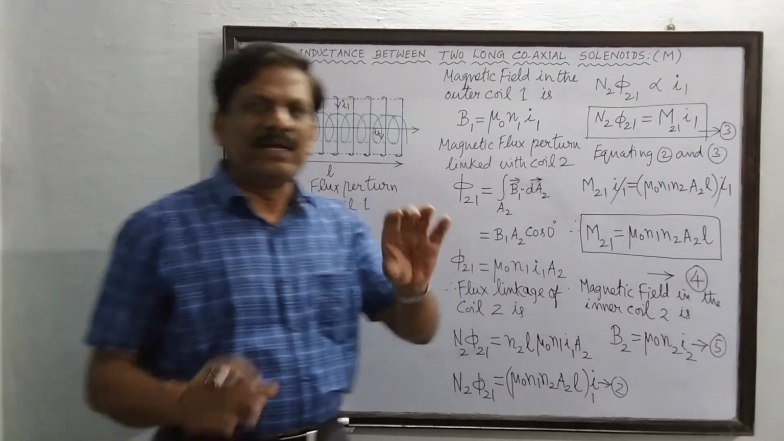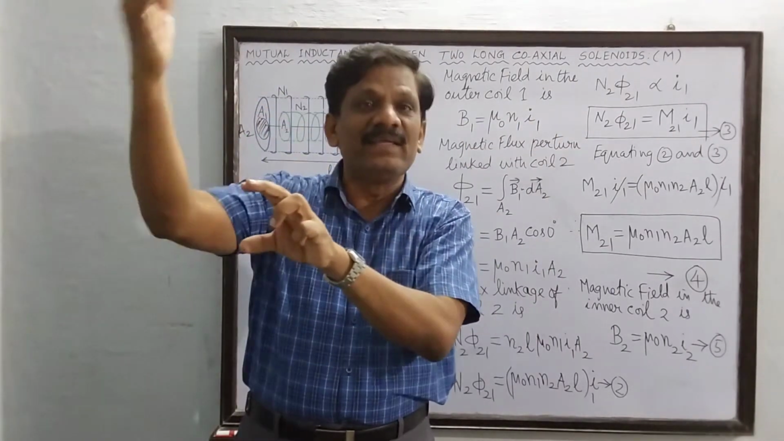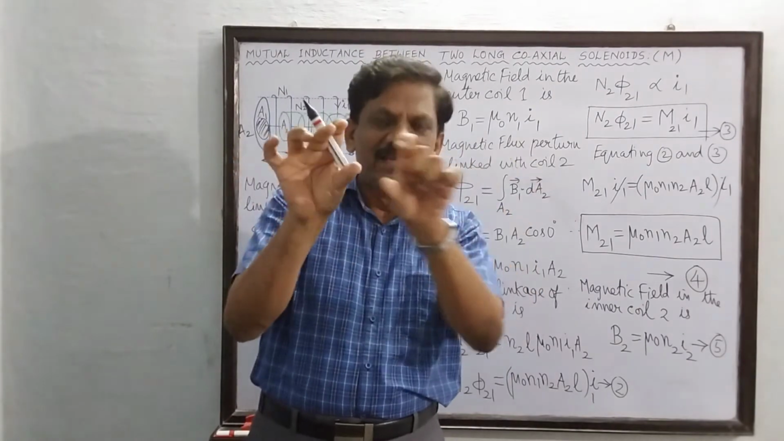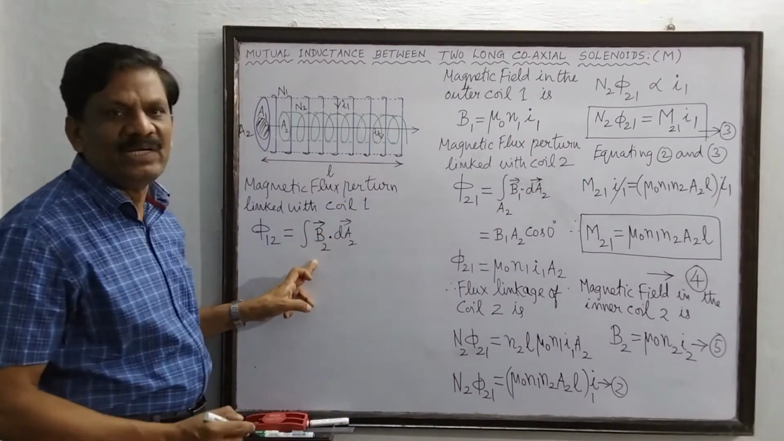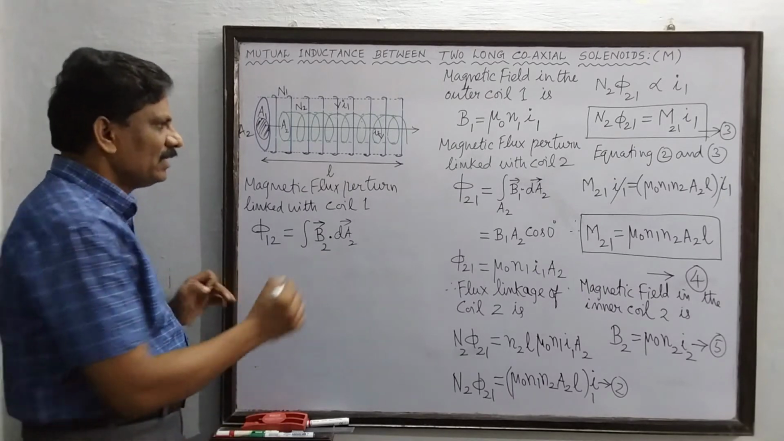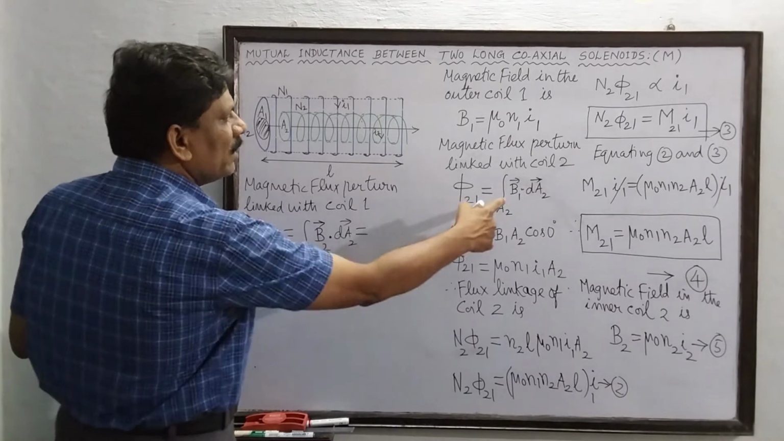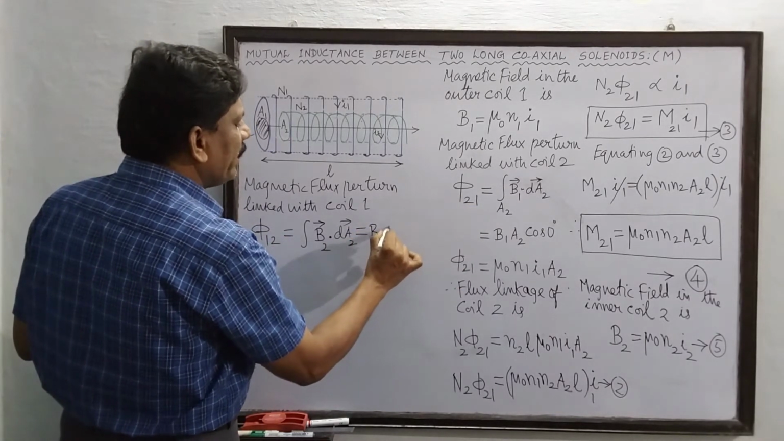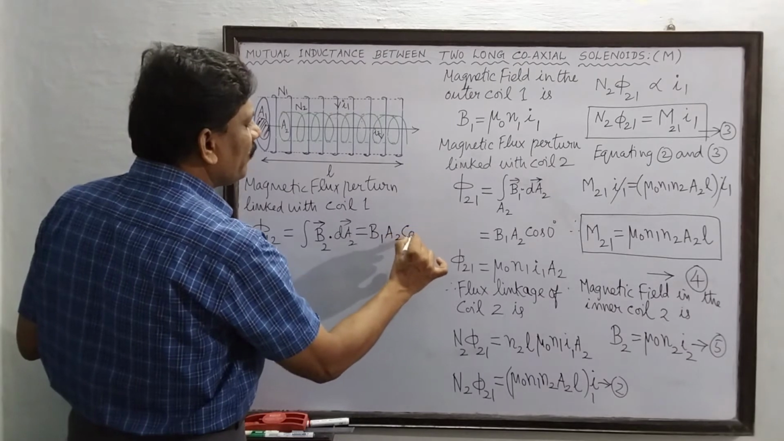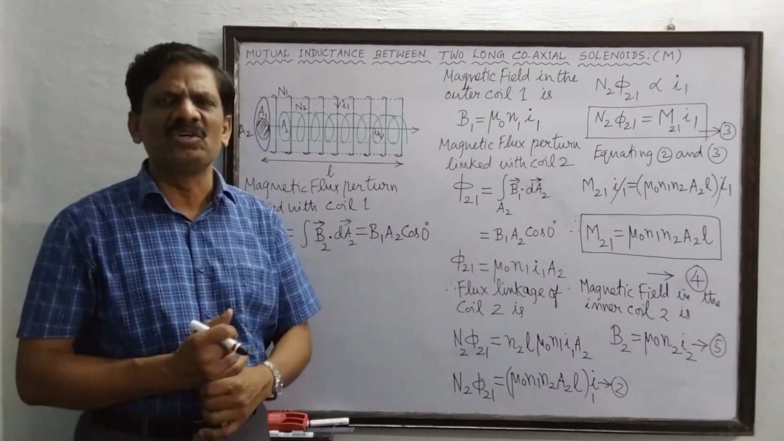Because the second coil is smaller. Its magnetic field cannot enclose a larger area. So only the area A2 will be enclosed with this field B2. Understand? So this is now equal to B2 into A2 into cos of 0. This is the only point, very important to be noted.